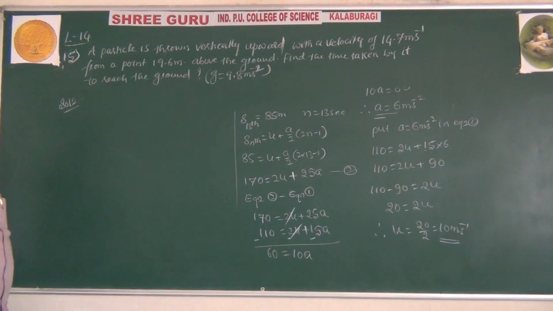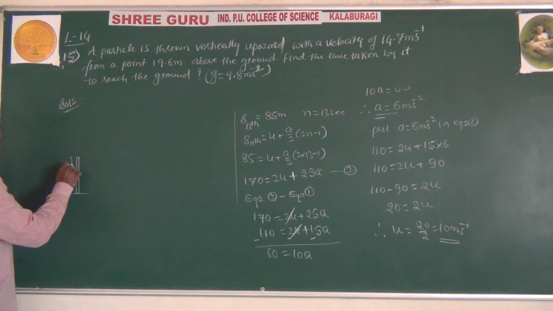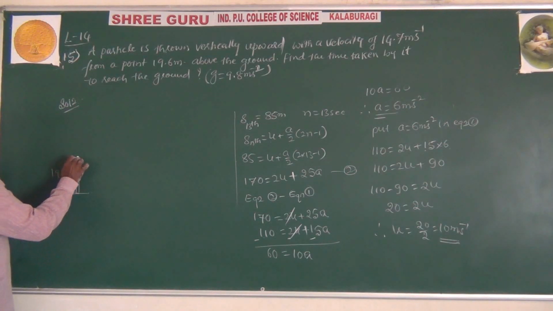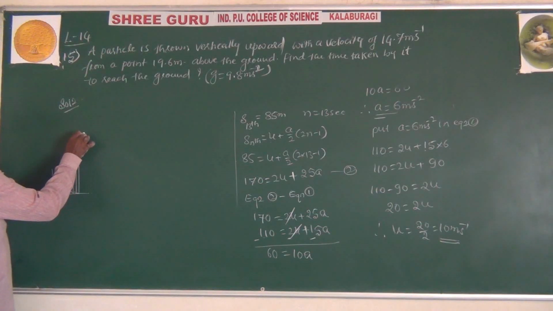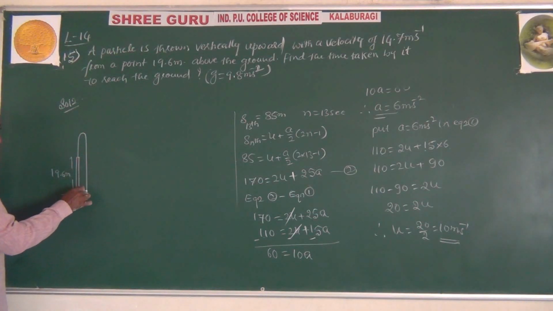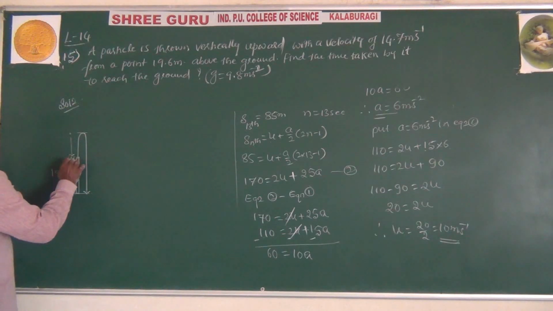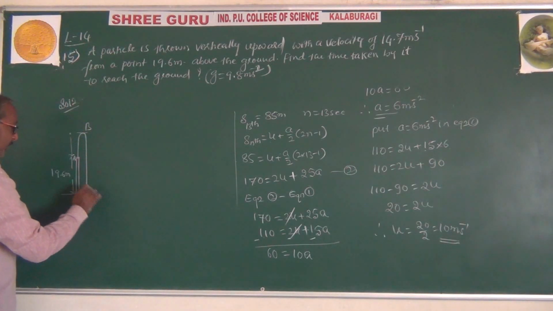A particle is thrown vertically upwards with a velocity of 14.7 meter per second from a point 19.6 meter above the ground. Here is the point. This is from the ground how much height? 19.6 meter. From this he starts to throw it. It will go up and then come back. So here first we have to find out what is the time taken, from A to B, then B to C.